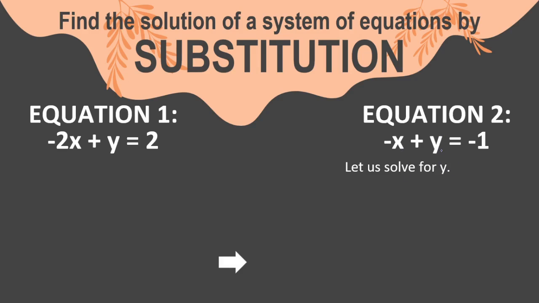Madali na, di ba? So, in order to solve for y, isolate natin si y. So, when we isolate y, may iwan siya dito sa left. And then, lipat natin si negative x sa right side. So, magiging positive x na siya. And then, right lang natin ulit si negative 1. Ayan. So, now, this equation, y is equals to x minus 1. May value tayo ng y.